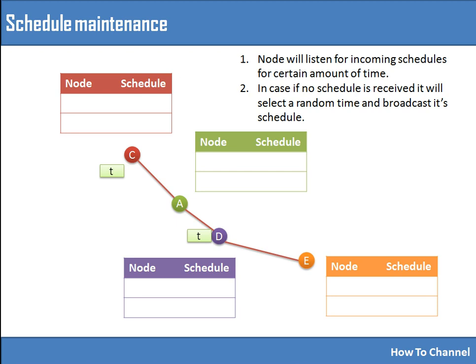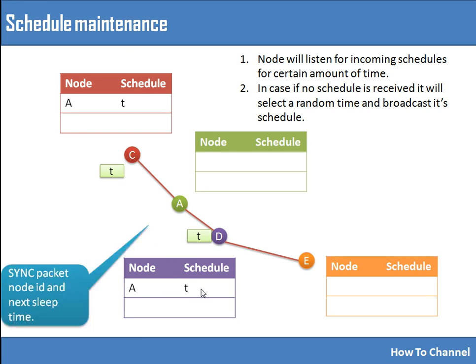When nodes C and D receive this information, let's assume C and D have not decided their schedule so far, and they have not received a schedule from any other neighbor. So C will store this value and C will also follow the same schedule. So C and D have stored this information in their table.